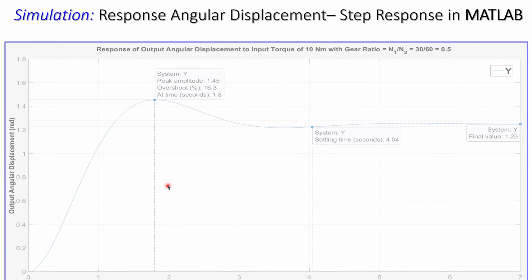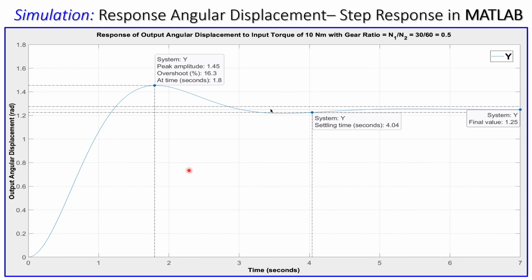Now, to check that in MATLAB, I also plotted the response in MATLAB. The torque is again 10. The gearbox ratio is again shown here, and I have set up this equation and this plot, and you get this response. You can see the overshoot is 16.3, exactly as we calculated, at the same amplitude value, peak value, and also the same peak time.